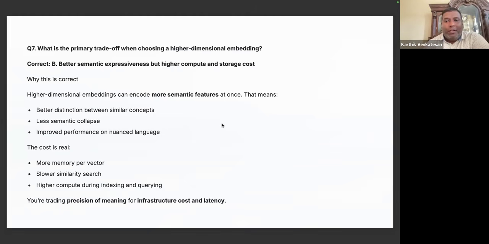Because your higher dimension means you are able to get more nuances around that particular sentence or word, actually. So that means the accuracy will be high. But as a downside, you need a lot more compute and storage.